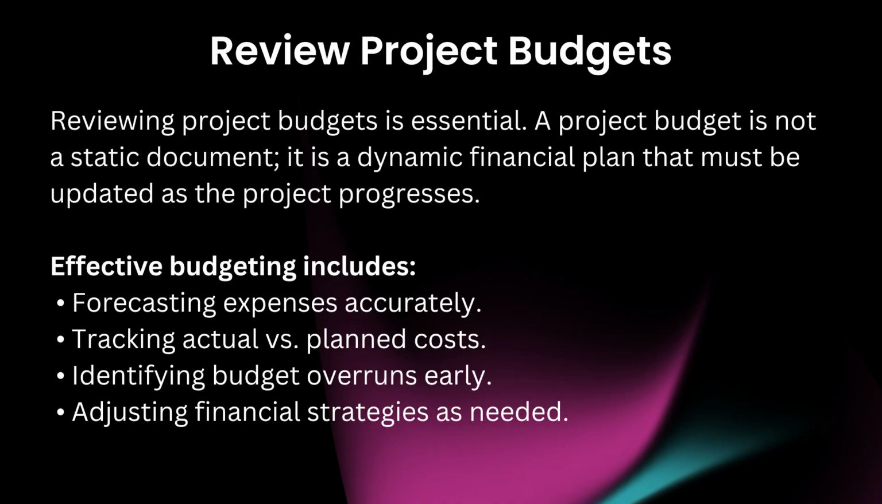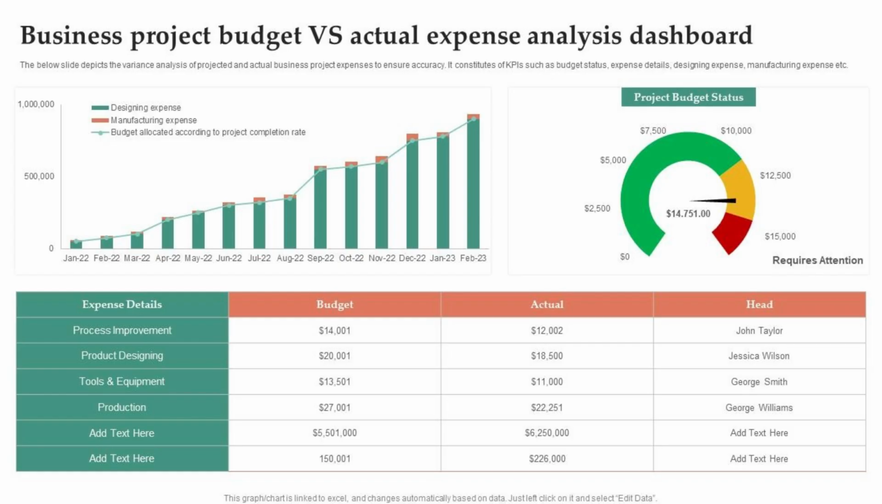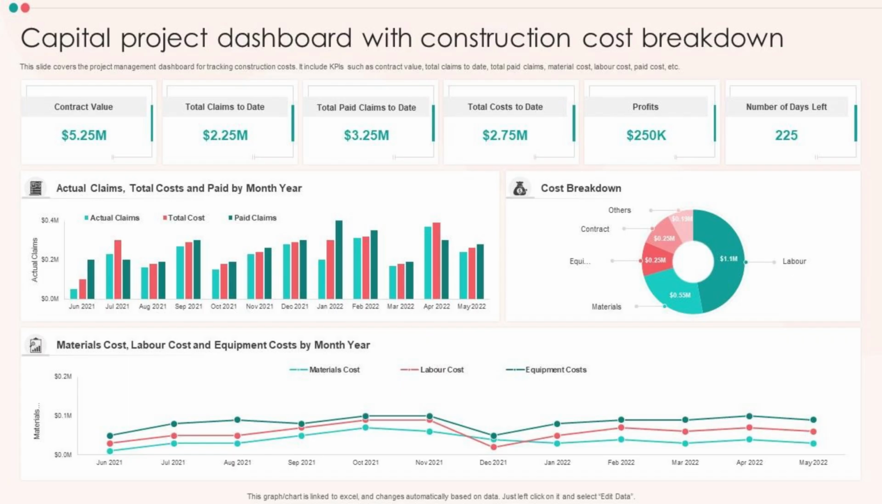Review project budgets. Reviewing project budgets is essential. A project budget is not a static document. It is a dynamic financial plan that must be updated as the project progresses. Effective budgeting includes forecasting expenses accurately, tracking actual versus planned costs, identifying budget overruns early, and adjusting financial strategies as needed. A skilled financial manager continuously monitors each project stage and adjusts budgets to align with real-world conditions.